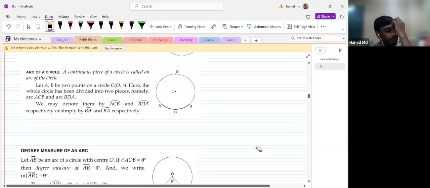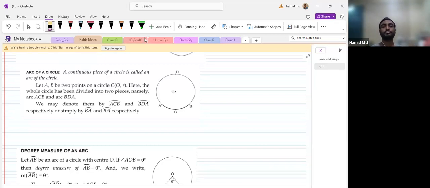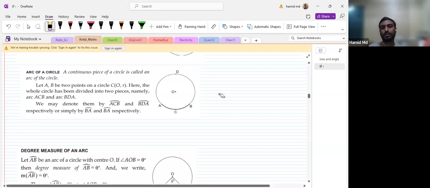When we say a piece of a circle and when we say the circumference of a circle, what is the difference between these two? A piece of a circle is like half of the circle or quarter of the circle, or a small part of the circle as well. Okay, circumference is also the same. So this was the definition for arc, right?